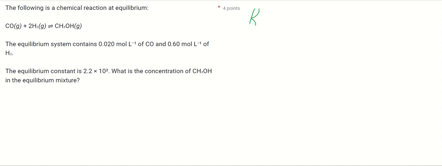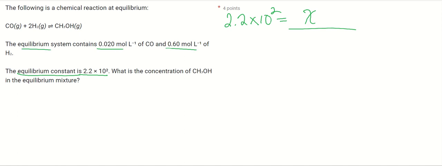All right, so let's set up the expression. We're given Kc this time. Right there, it tells us Kc is 2.2 times 10 to the 2. That's just 220, and that is equal to the concentration of the product, which is what we're looking for. So let's just call that X. And the concentrations of the reactants are given at equilibrium. Very nice. We love those.